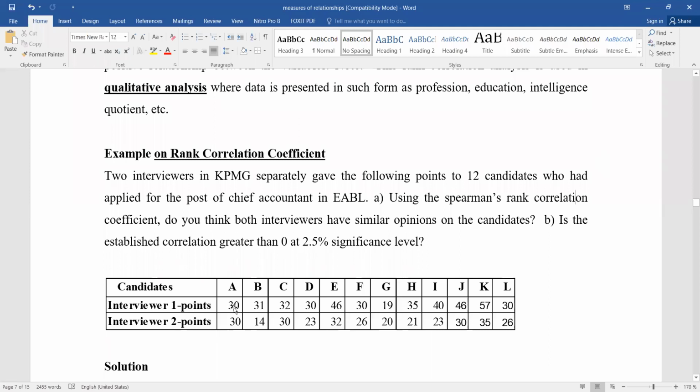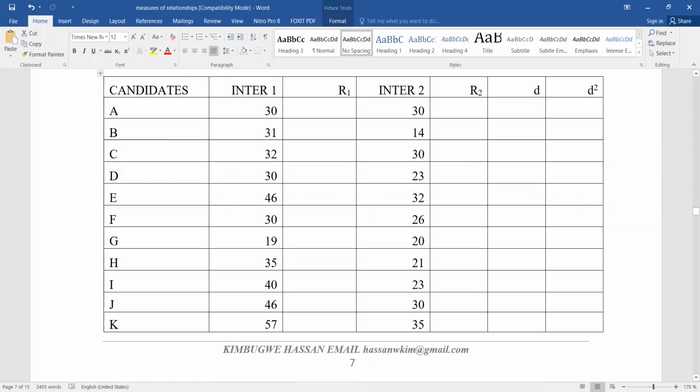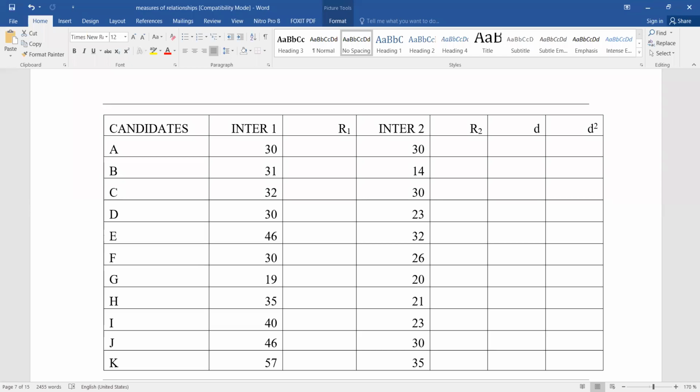And these are the marks they awarded, from 30 up to 57. We are supposed to rank, and we can rank in either ascending or descending order. So let me know if you're on that page, if you have those values in, so that we can begin ranking. Give me a yes.